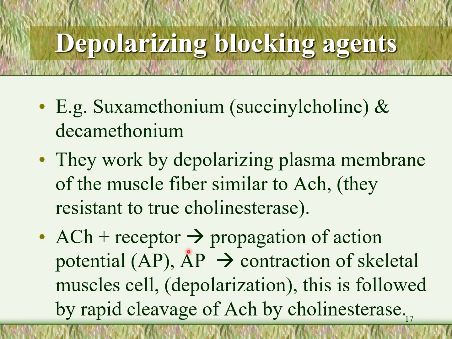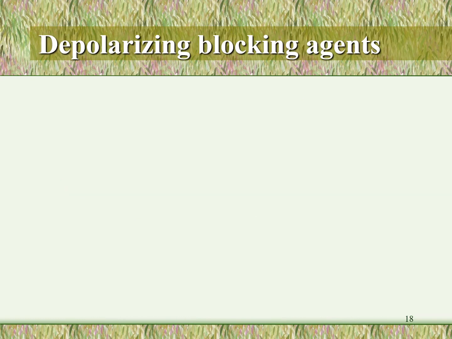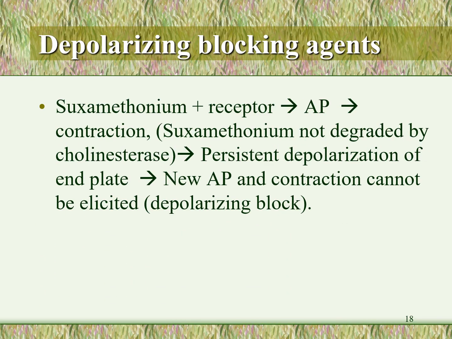In the normal action potential, when acetylcholine binds to its receptor, this will lead to propagation of the action potential, and the action potential will lead to contraction of the skeletal muscle cell, and this will lead to depolarization. This occurs within milliseconds. Then this effect is followed by rapid hydrolysis of acetylcholine by true cholinesterase. In the case of succinylcholine and decamethonium, which are resistant to true cholinesterase, they first will bind to their receptor.